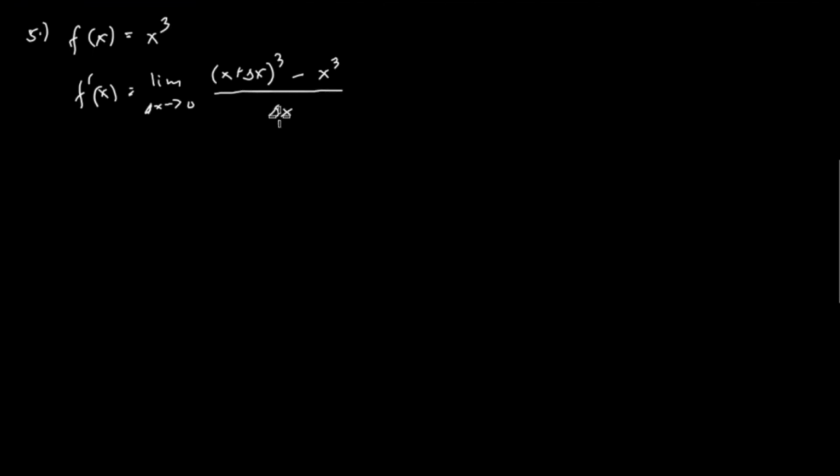Example number 5. The function of x is equal to x cubed, and we have the derivative of the cubic function, and then we change x to x plus delta x. So f prime of x is equal to the limit as delta x approaches 0, and we change x to x plus delta x using the definition of derivative: x plus delta x cubed minus the function of x, which is x cubed, and we divide by delta x. How can we expand x plus delta x cubed minus x cubed?